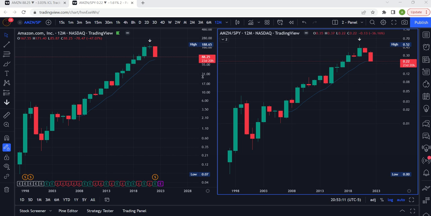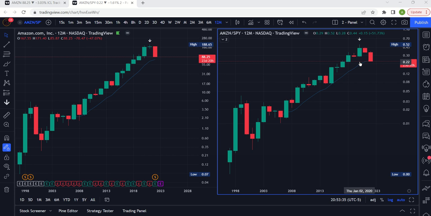What I want to draw your eye to, though, is that the swing high for the absolute Amazon chart is from 2021. For the S&P relative chart, it's actually from 2020, which means Amazon peaked against the S&P back in 2020, even though it kept making new all-time highs on an absolute basis. That's always important to know.